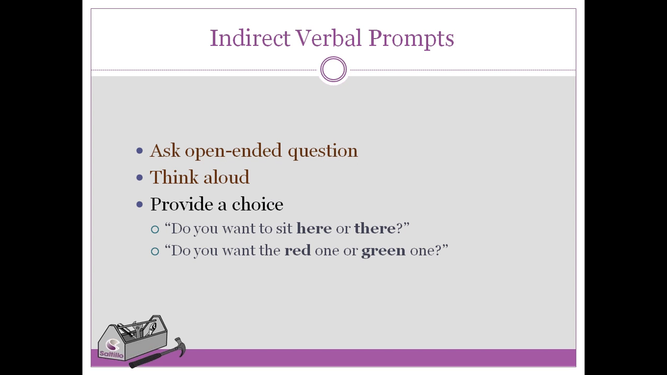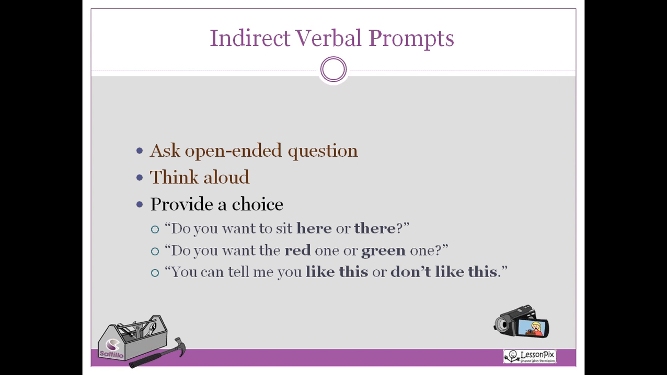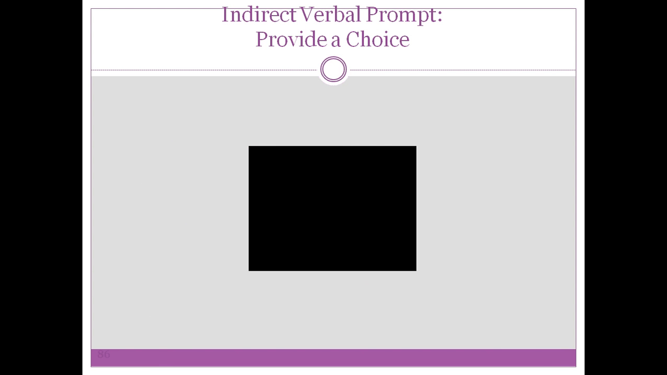Providing choices is really a nice way when you're first working with them, where you're not directing them, and it's not as threatening. When you're just asking them, like, what do you want to eat? A lot of times that's a lot harder because they have to actually think of what they want to eat and then think of where it is. So if you just say, do you want to sit here or there? Or do you want to eat a hamburger or a Taco Bell? So do you want the red one or the green one? So there's a lot of ways to do that.